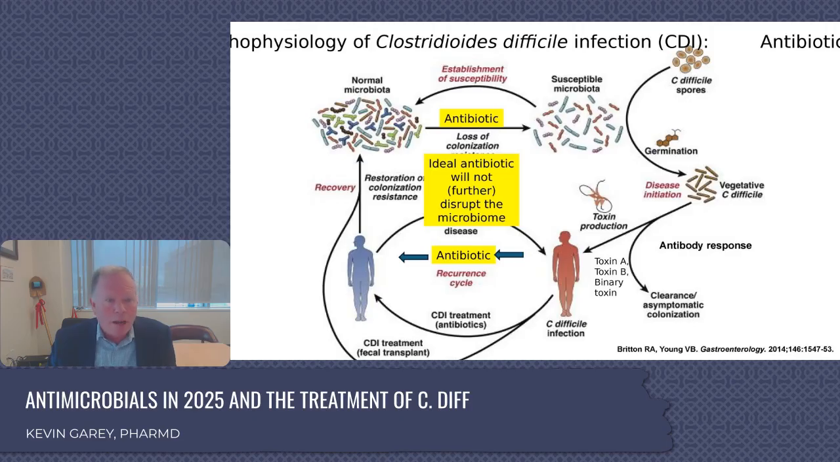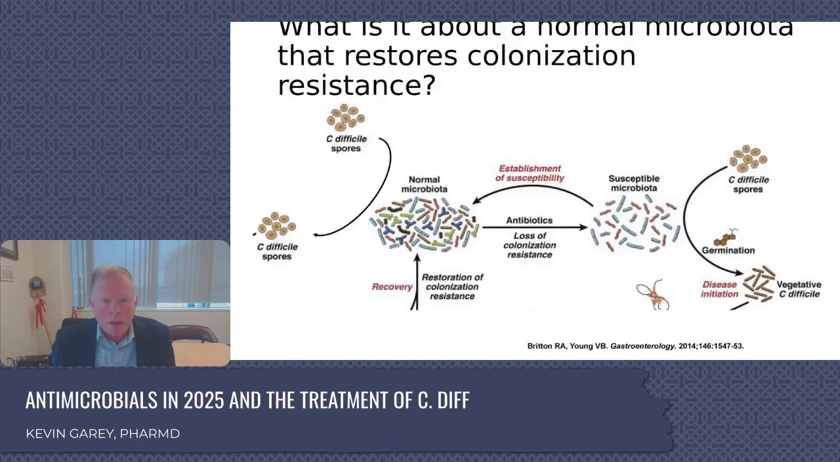And so the ideal antibiotic in antimicrobial stewardship will not disrupt the microbiome to begin with. And in the treatment of C. diff, you want an antibiotic that is targeted towards C. diff and will not further disrupt the microbiome. So now I want to blow up that top slide, and I've just added in the left-hand corner the question of, why is it with a normal microbiota that when we ingest C. diff spores, we essentially just poop them out the other side? They don't vegetate and cause disease. As opposed to when you have a susceptible microbiota, they germinate into vegetative cells and produce toxins. What's the difference here?